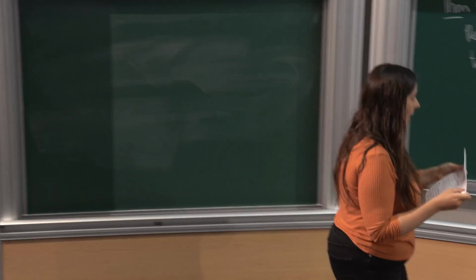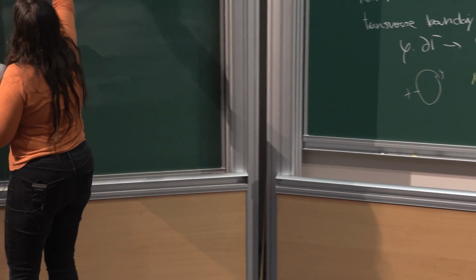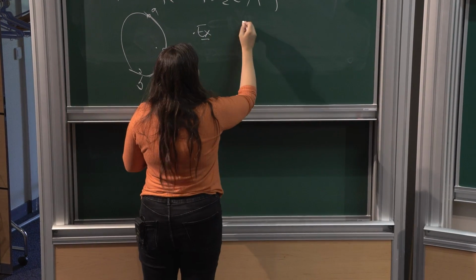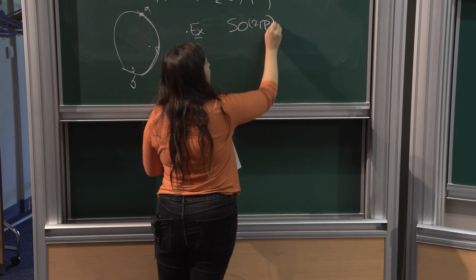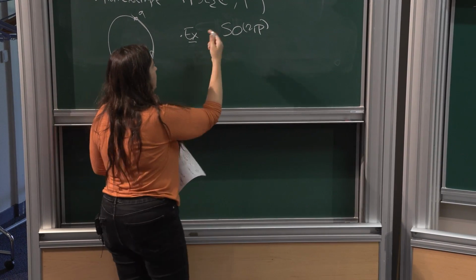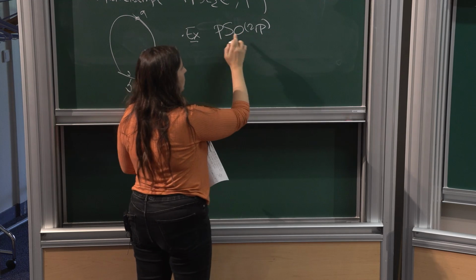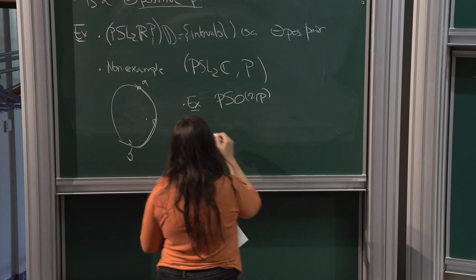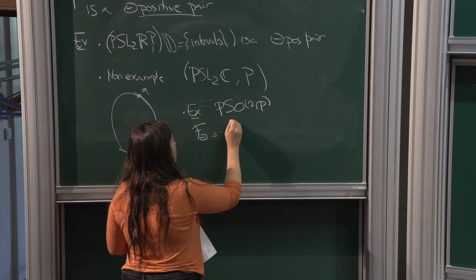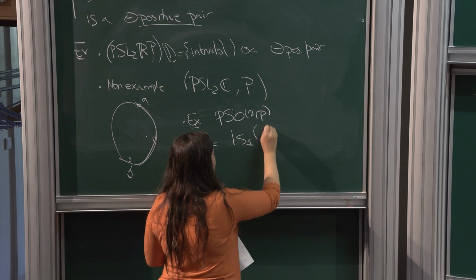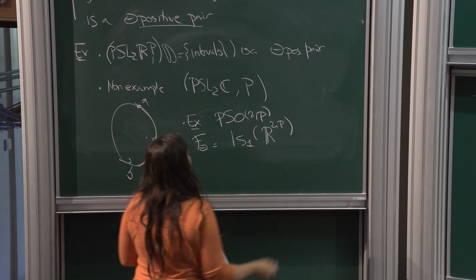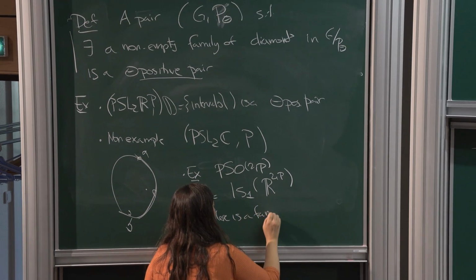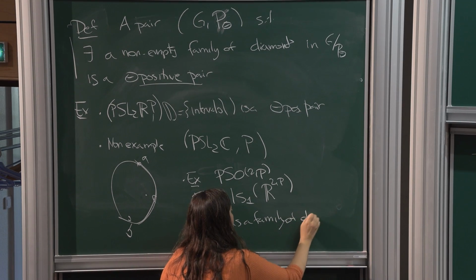Let me just, like I wanted to have another example that maybe you can see as an exercise. If I take SO2P as a Lie group, or PSO2P, preserving a form of signature 2P, and I choose F theta to be the set of isotropic one-dimensional subspaces of R2P, then there is a family of diamonds.